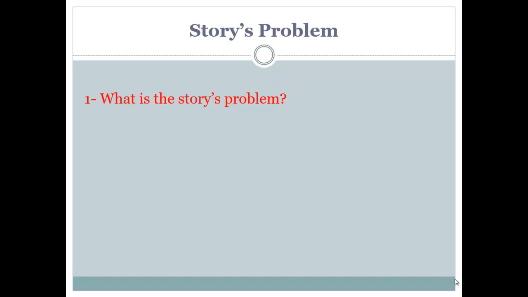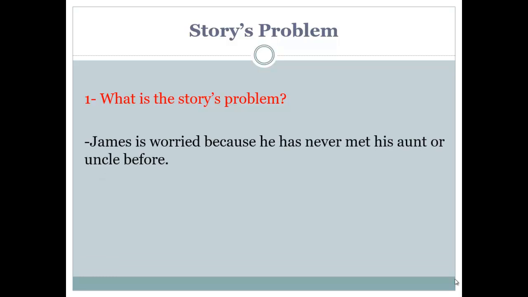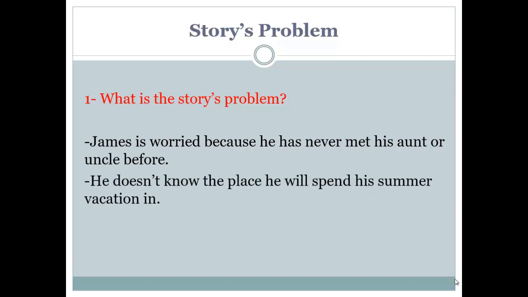As I said before, the story starts with a kid waiting on a passenger train. James is waiting for his aunt. James has never met his aunt or uncle before, and he has never been to New York City before. So what do you think the story's problem is? What is the story's main problem? The story's problem is that James is worried because he has never met his aunt or uncle before. He also doesn't know the place he will spend his summer vacation in.